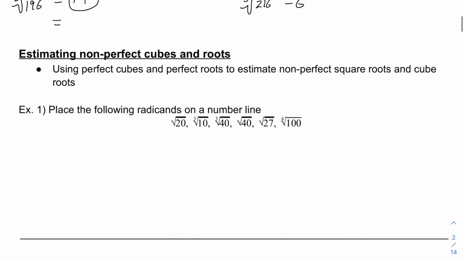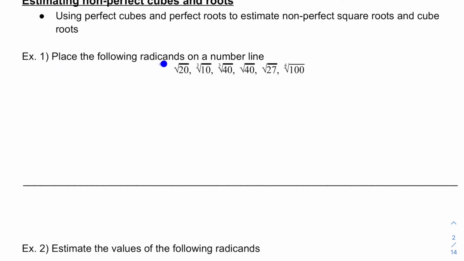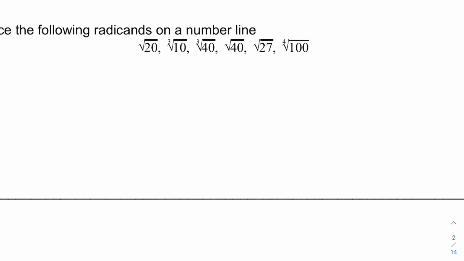Okay, so let's maybe do a few more examples. Estimating non-perfect cubes and roots, so using perfect cubes and roots to estimate non-perfect square roots and cube roots. Here it says, place the following radicands on a number line. So we have to estimate these things. How are we going to estimate these things?